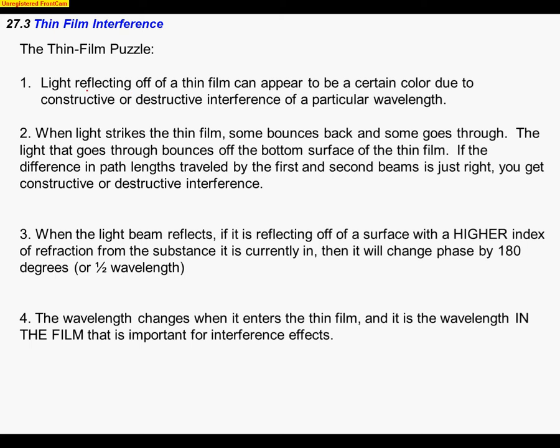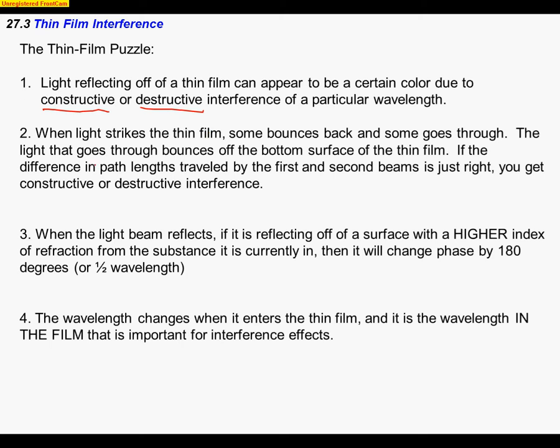First of all, the main idea here is that if light reflects off of a very, very thin film of material, you can get it to appear to be a certain color. Sometimes this is due to constructive interference of a particular wavelength, and sometimes it's due to destructive interference. So for instance, if you have white light and you get destructive interference of the blue wavelengths within that light, then what you'll see is everything else except the blue, and generally that appears to you to be yellow.